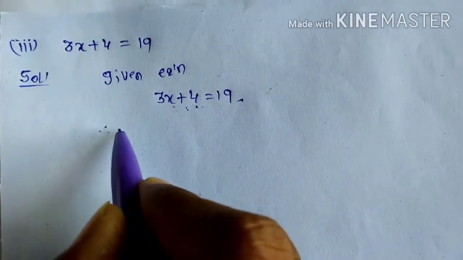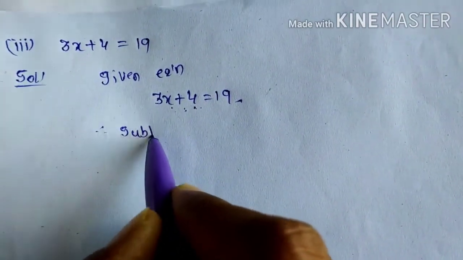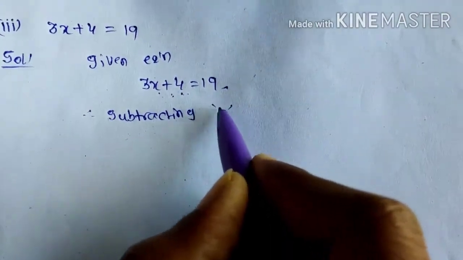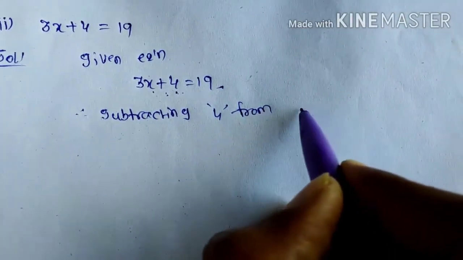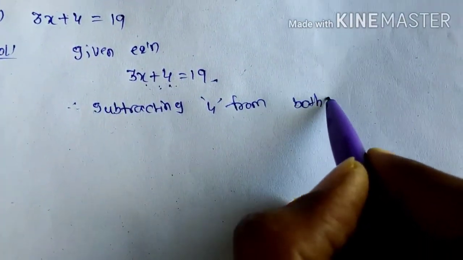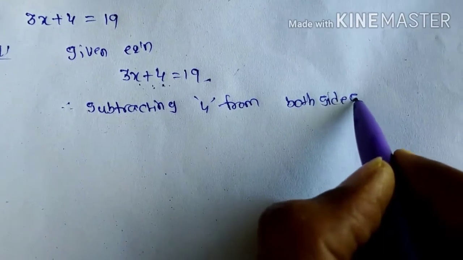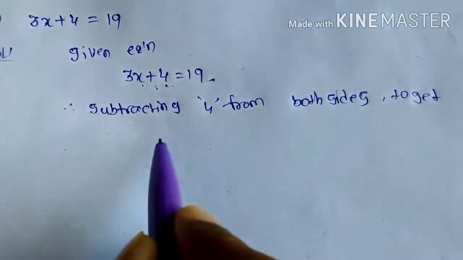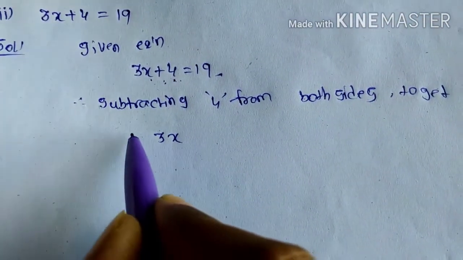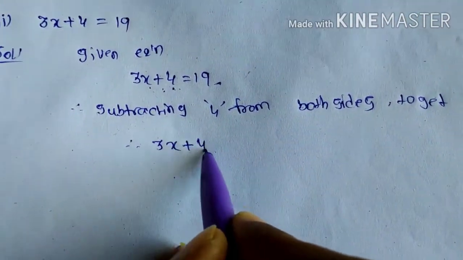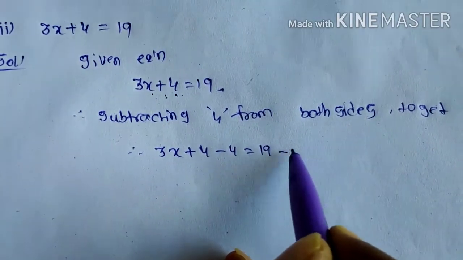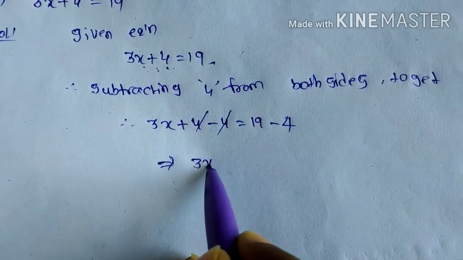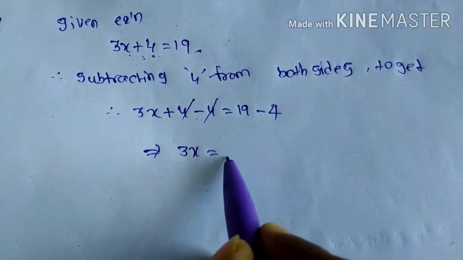You can do subtracting 4 from both sides of the equation to get, therefore, 3x plus 4 minus 4 is equal to 19 minus 4. Here plus 4 minus 4 cancel. You can write 3x is equal to 19 minus 4. How much? 15, or not?